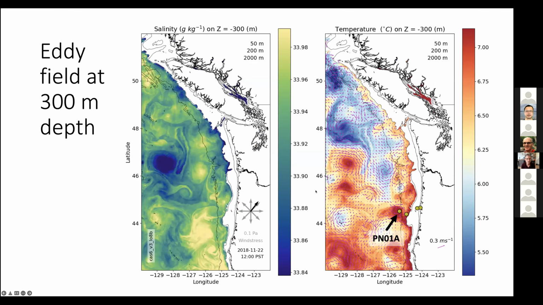Here's a picture of the model at 300 meters depth. The left panel is salinity at 300 meters, the right panel, the color is temperature at 300 meters, and then there are velocity vectors as well. And you see there's a field of eddies, and that's the type of thing that Chris Hughes was talking about as being the intrinsic variability. You can see a pretty rich eddy field. This anticyclone is this red patch sitting over the deeper mooring here. And I'll show a movie of that in a sec.